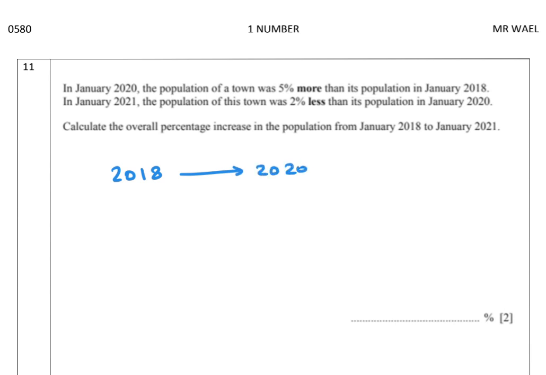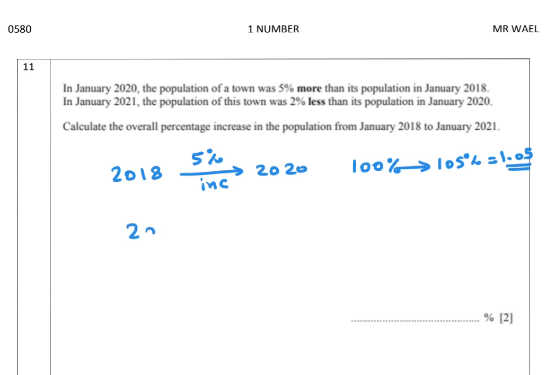So from 2018 to 2020, we have increased by 5%. So this means if it was 100, then increase by 5. It was 100%, increased by 5%. So now 105%, as decimal 1.05. This is called the multiplier.